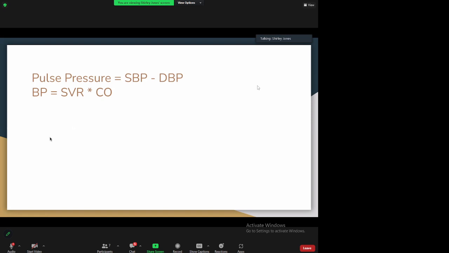through the concept of pulse pressure and our systemic vascular resistance and cardiac output. So if we remember way back when to medical school, pulse pressure is our systolic blood pressure minus diastolic blood pressure. And our blood pressure depends on our systemic vascular resistance and cardiac output. So if their pulse pressure is greater than 65, so like if their blood pressure is say 200 over 100, then we think that we need to decrease their cardiac output. So we should give a beta blocker such as labetalol.